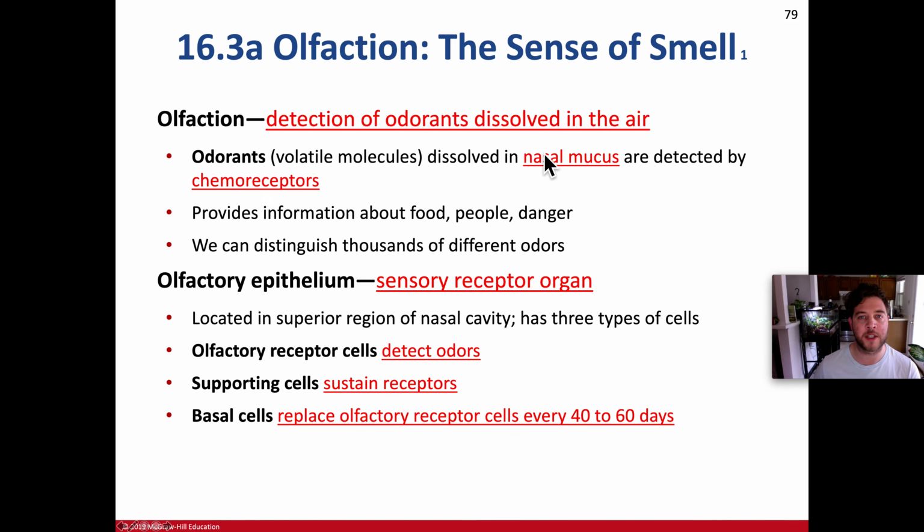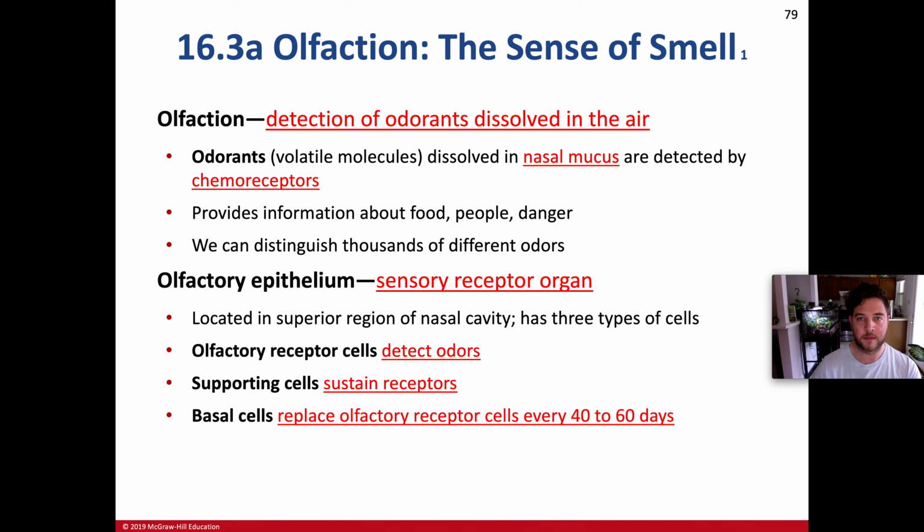When we don't have as much nasal mucus, those odorants don't have a place to dissolve. They need that fluid substance, that medium to dissolve into to interact appropriately with the chemoreceptors. These provide information about food, people, and danger. And we can distinguish thousands of different odors. Just the way that the molecules combine sends a combination of specific nerve signals that our brain can then interpret into actual information.